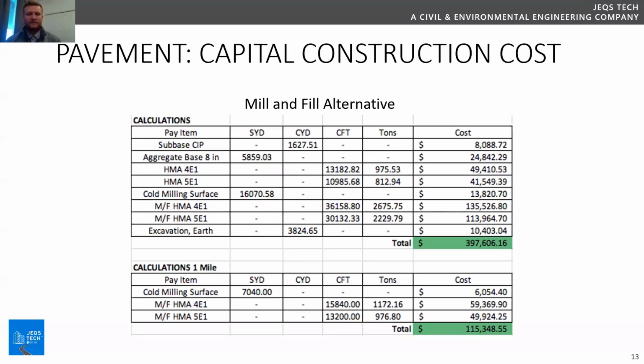This is the capital construction cost for the mill and fill alternative. Due to there being a new lane, we had to include a sub-base and aggregate base calculation. I split up the HMA values. So HMA 4E1 and 5E1 presented at the top of the table are the new quantities for paving, and then the mill and fill HMA is where we'd be paving over the existing sand bases. The table below that is the values I used for the life cycle cost analysis, and the total cost for the whole pavements would be $397,606.16.